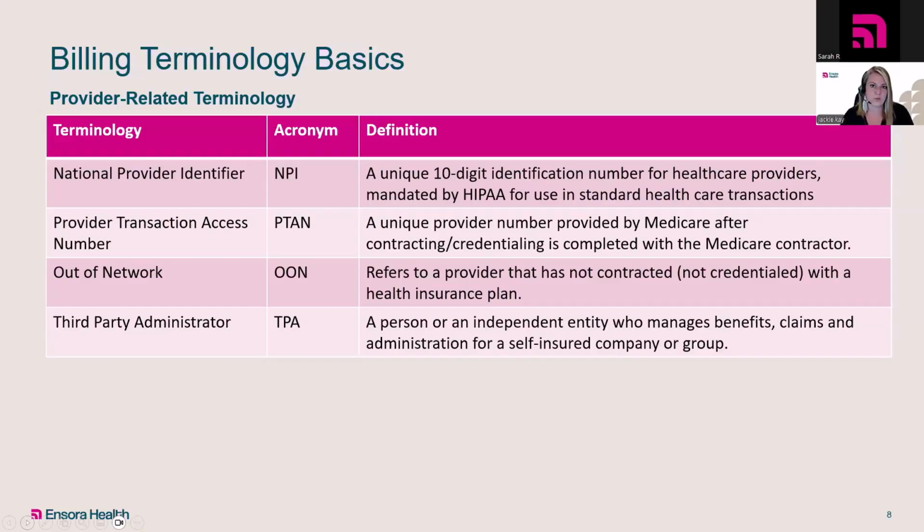Then you have out of network, OON. This refers to a provider that is not contracted, not credentialed with a health insurance plan. And then you have a third party administrator, TPA, a person or independent entity who manages benefits, claims, and administration for a self insured company or group. So this slide is everything that's related to you as a clinician and your practice. And then going forward, we're going to be going over your software related terminology.